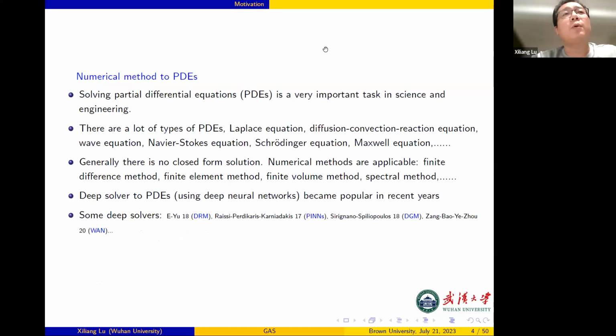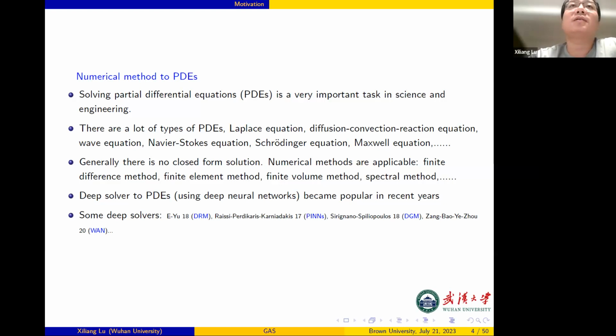Firstly, we should know that solving partial differential equations is one of the very fundamental tasks in all kinds of science and engineering problems. There are a lot of problems we need to solve, for example the Poisson equation, the Laplace equation, the heat equation, or more complicated ones like Navier-Stokes, Schrödinger, or Maxwell. But unfortunately, most of them do not have closed form solutions, so we need to solve them numerically.